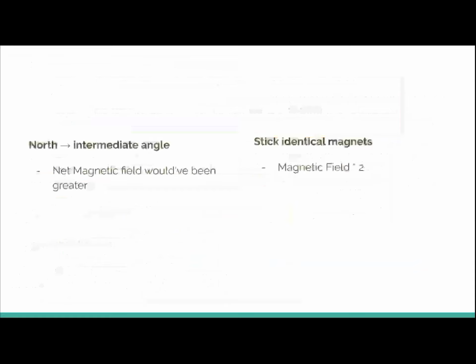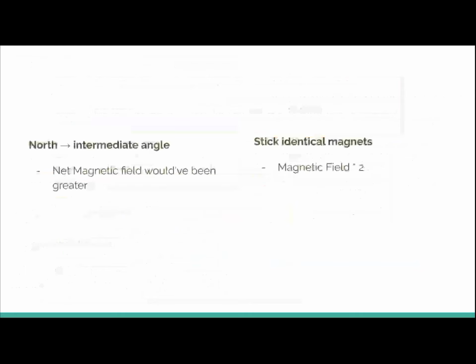If I hadn't oriented my experiment to compensate for magnetic north and laid out my meter stick at some intermediate angle with respect to Earth's magnetic field, the influence of Earth's magnetic field would have increased, so the net magnetic field would have been greater than what it's supposed to be, and therefore interrupting the experiment results.